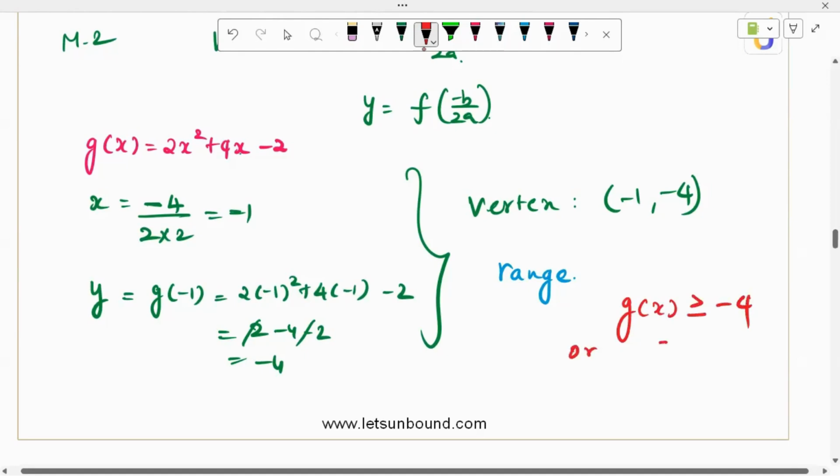Or you can write in interval form minus 4 comma till infinity. Right? So that's it. This is the range of the function.